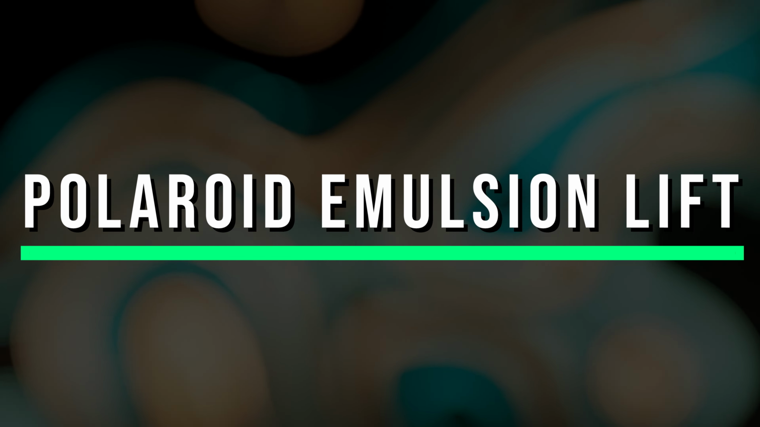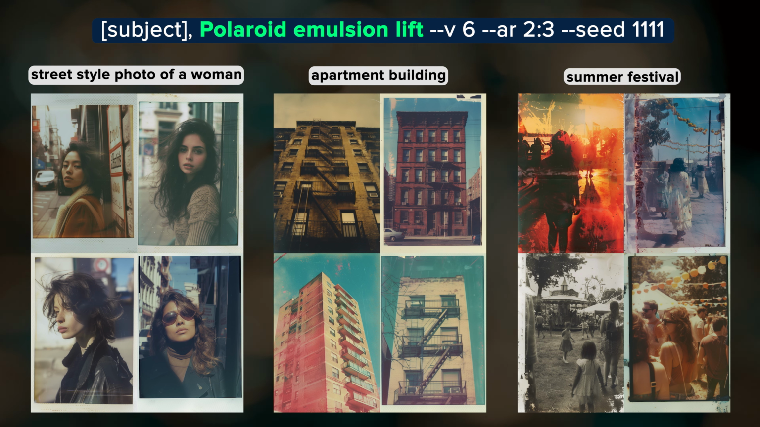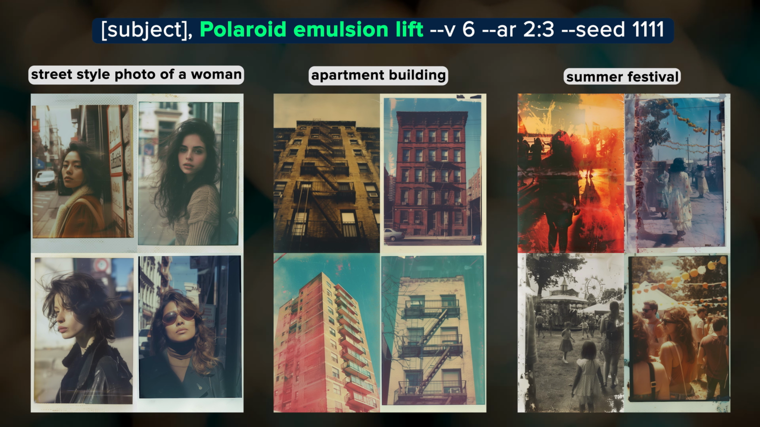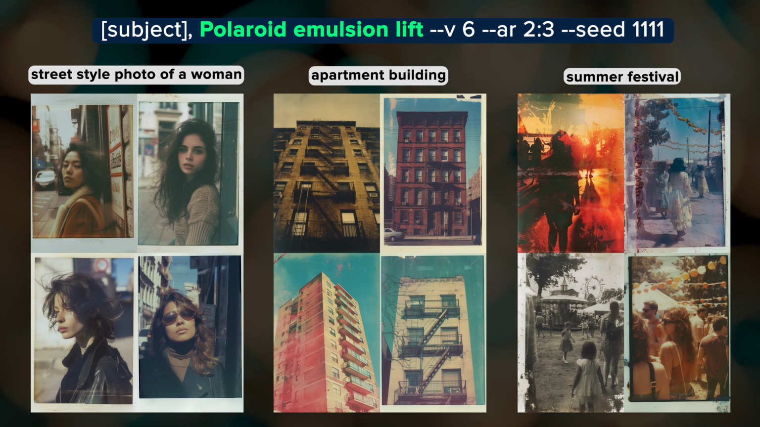Next up, Polaroid emulsion lift. This technique became popular in the 1970s and involves removing the emulsion layer from a Polaroid print and transferring it to another surface. This creates a unique and often distressed effect.